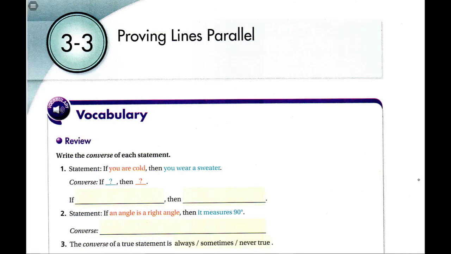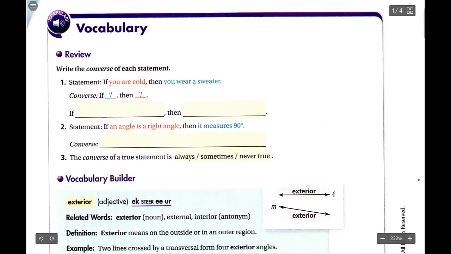Yesterday we were talking about properties of parallel lines, and so today we're going to look at proving that lines are parallel to one another. There are some techniques that we'll pick up today to be able to prove whether or not two lines are in fact parallel, or multiple lines for that matter. And we're going to start off again, as usual, with the vocabulary.